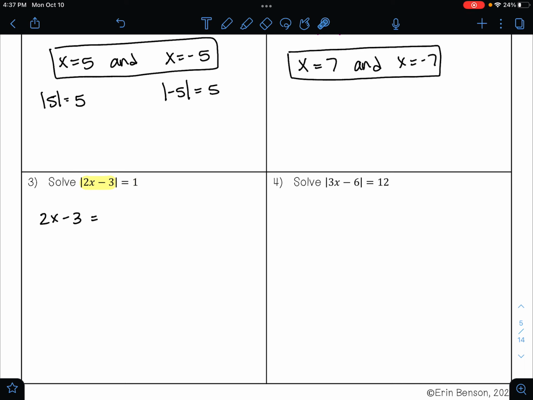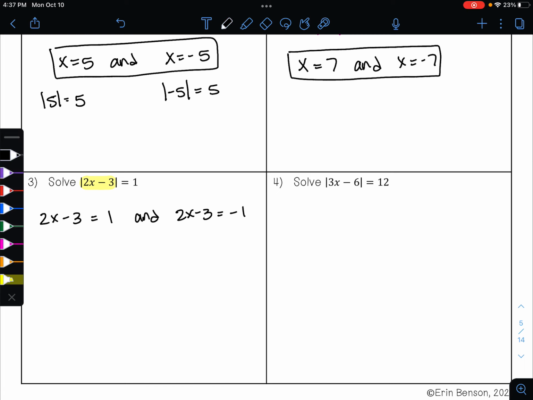So this could equal positive 1. Because if I replace this with 1, the absolute value of 1 is 1. And we could also have it where 2x minus 3 is equal to negative 1, because if this inside here was negative 1, the absolute value of negative 1 is also positive 1. So you take what's on the inside and set it equal to the positive and negative number that you have on the outside. So again, you take this number and you split it into the positive and the negative. And then you just solve each equation.